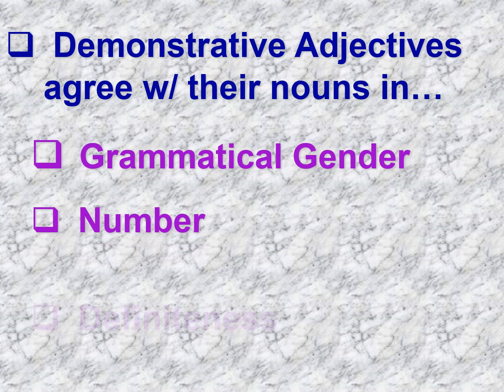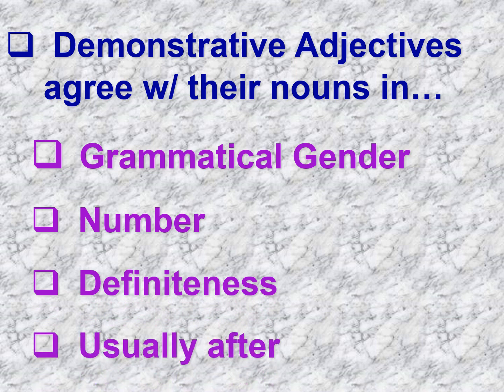Demonstrative adjectives agree with their nouns in grammatical gender, number, definiteness, and are usually after. In fact, it's more consistent that demonstrative adjectives are going to be after than, say, the attributive adjectives. You can almost guarantee that you're going to have demonstrative adjectives following the nouns that they are modifying.